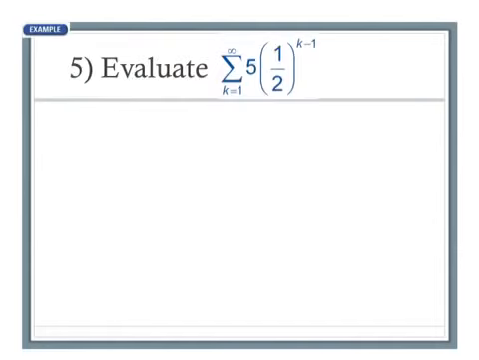Let's do another one. We start with k is equal to 1, and they want us to stop when k is equal to infinity. Well, I can't do that because I can never get to infinity. There must be another way. Well, let's write down the first few terms.